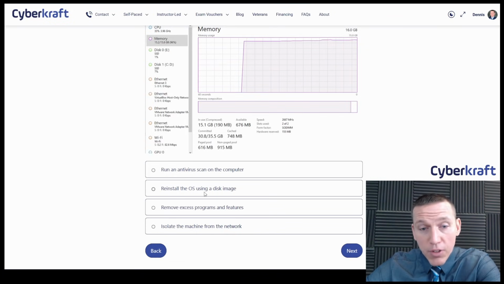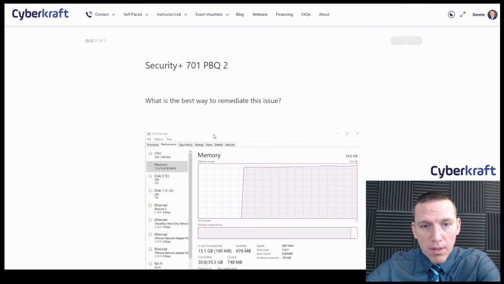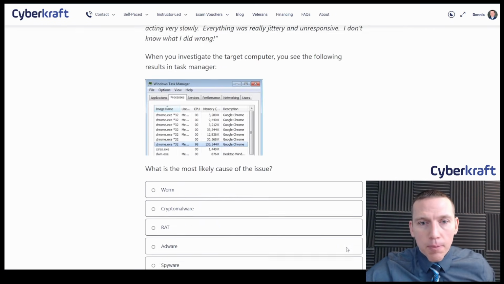I think if it's a fileless virus, we should go with this one. Reinstall using a disk image, because an antivirus scan isn't going to work, and none of these others are going to address it either. So this would be the best way. That's a little tricky. Let's see.